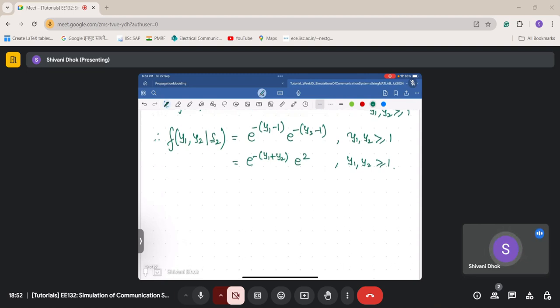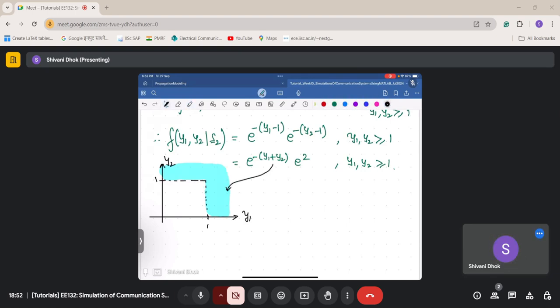Okay, and how does this look? It looks something like this. This is your y1, this is your y2, and then we will have 1 here and 1 here, and both y1 and y2 should be greater than 1. So it will be only in this particular region, like this.